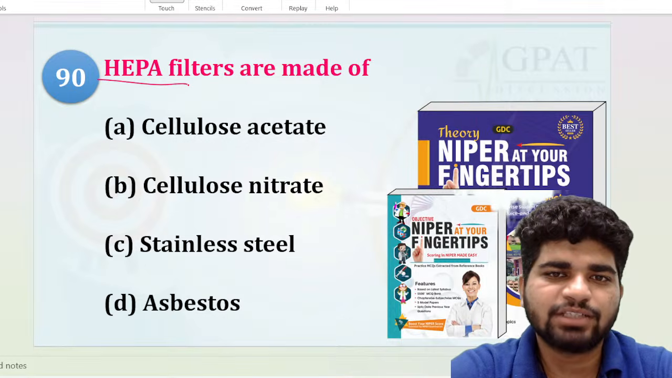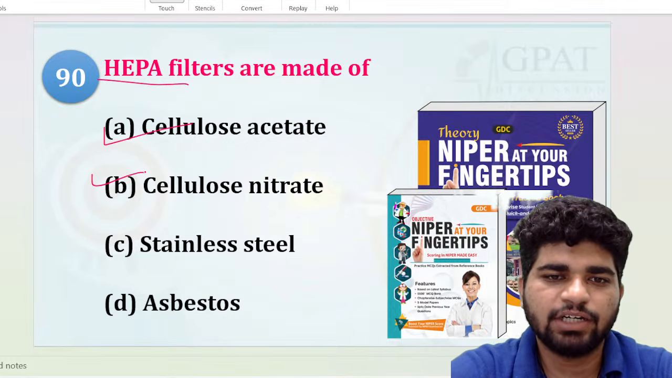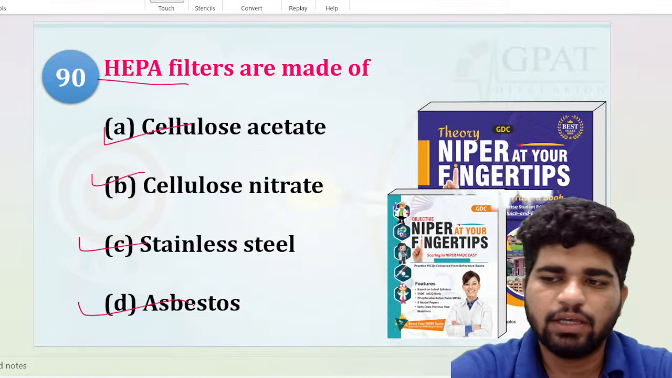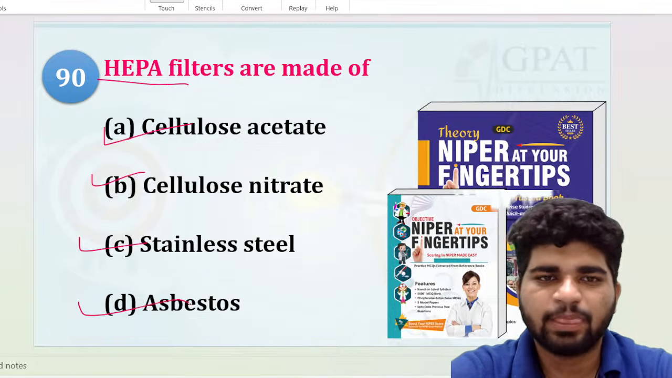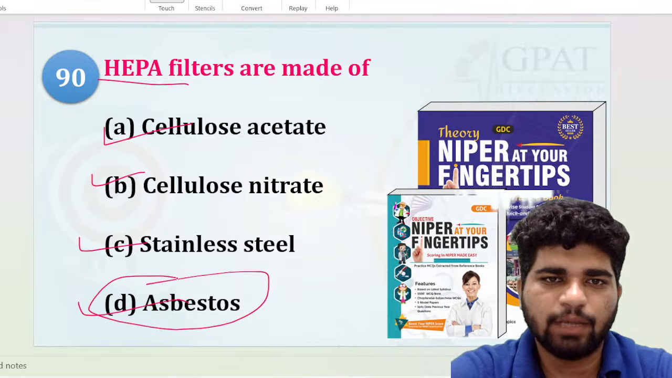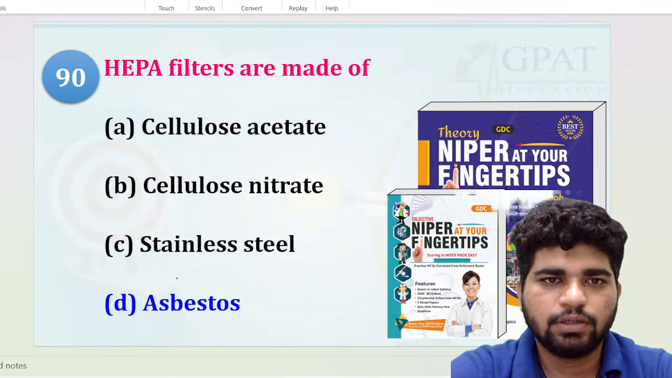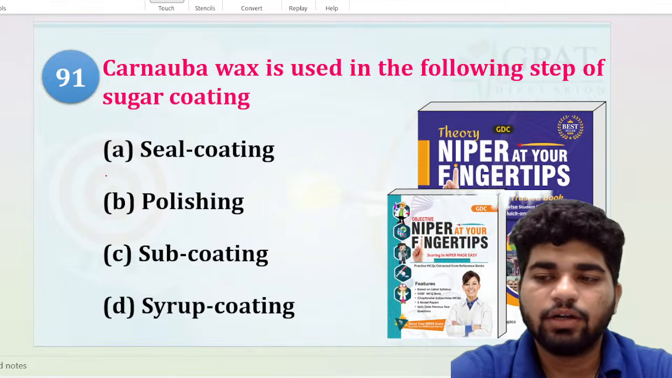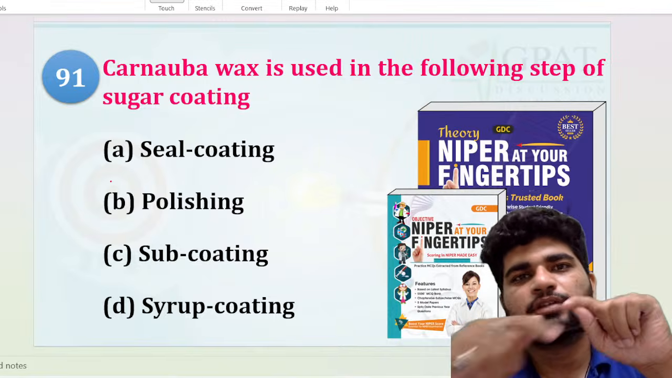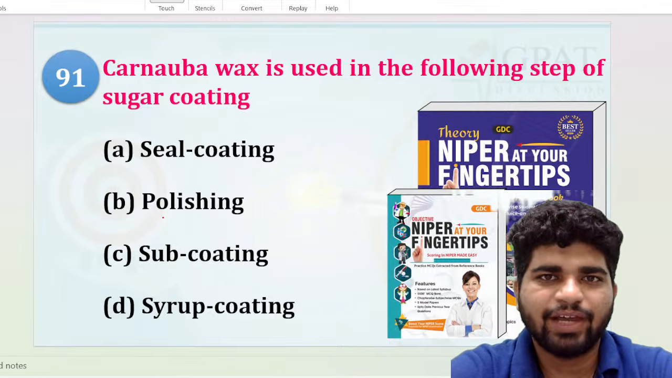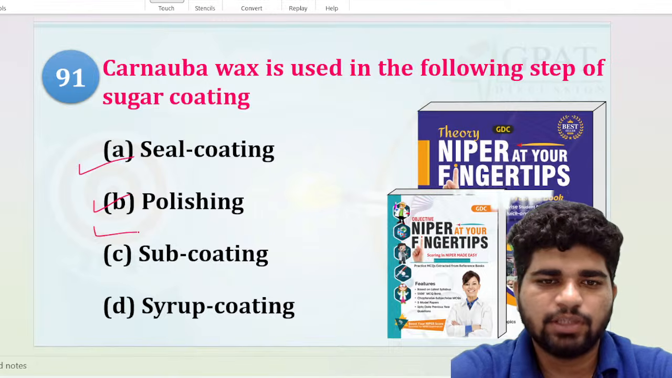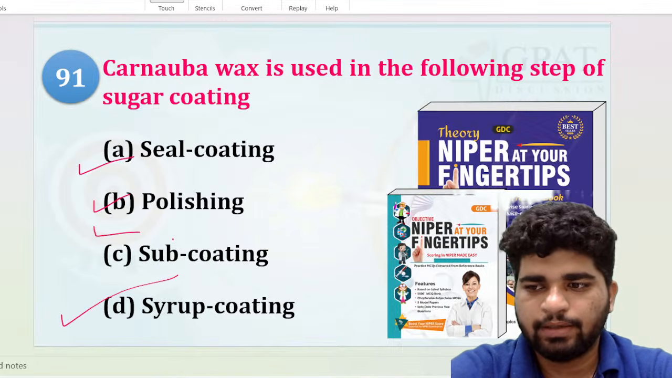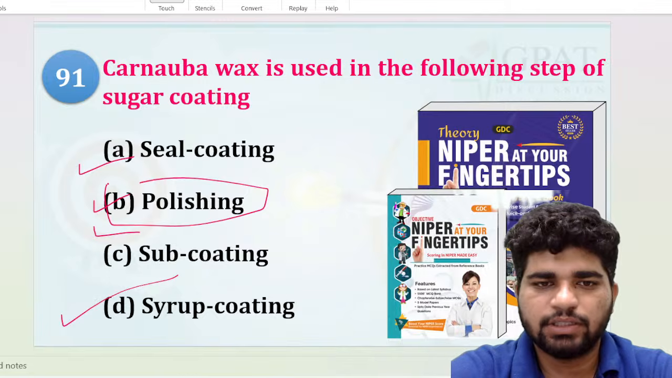Now, this one. HEPA filters are made up of cellulose acetate, cellulose nitrate, stainless steel, or asbestos. Asbestos. Yes, obviously it is going to be asbestos. HEPA filter, asbestos. Now, carnauba wax is useful in which step of sugar coating? Wax is for wax, nail polish, that is also one kind of wax. Is it seal coating, polishing, subcoating, or syrup coating? Yeah, that is for polishing, guys. Polishing.